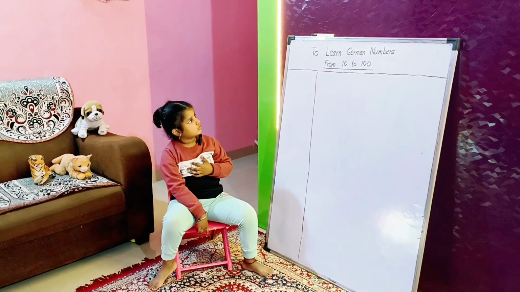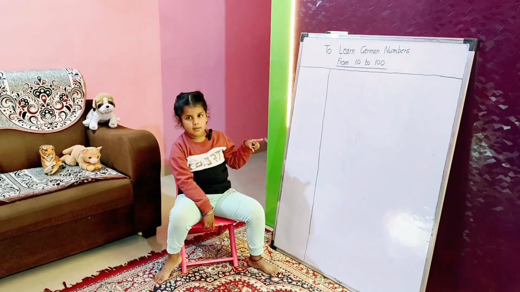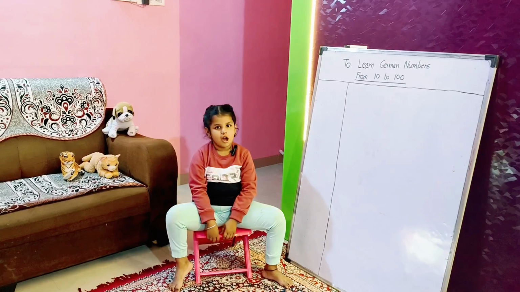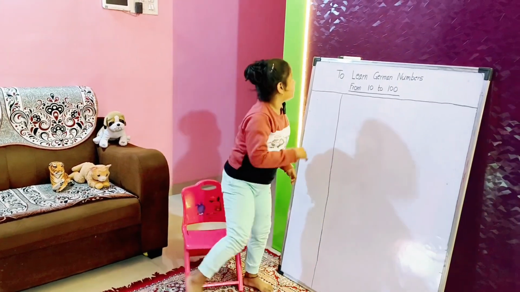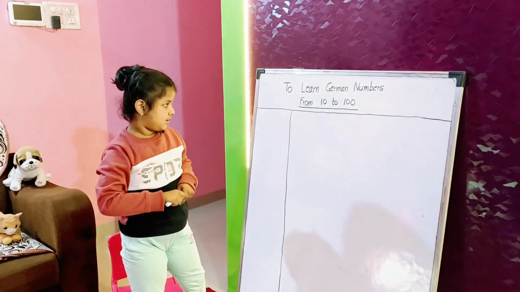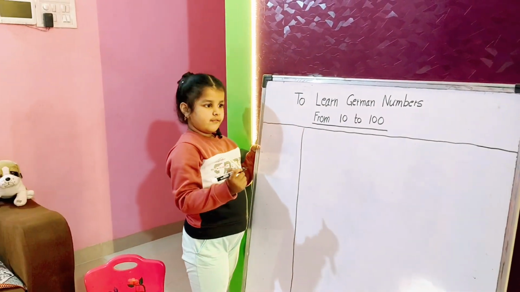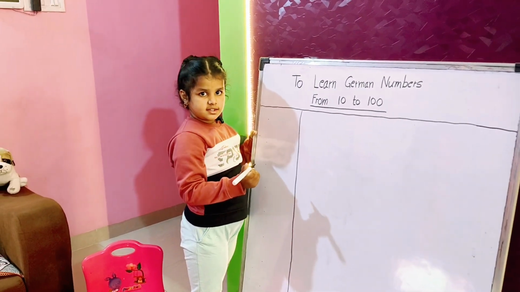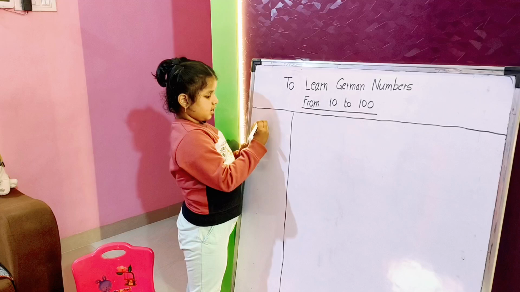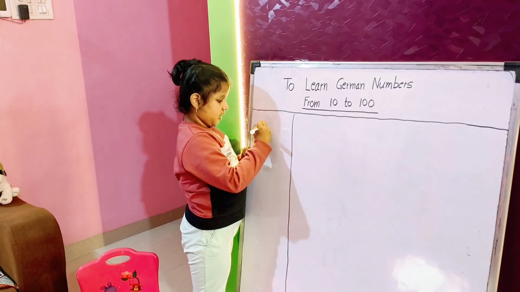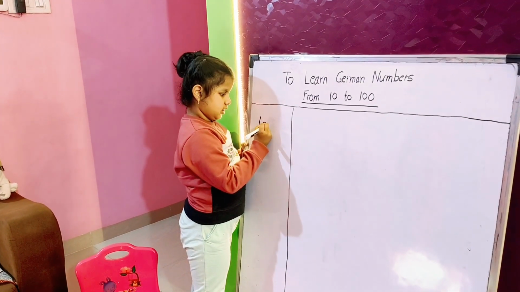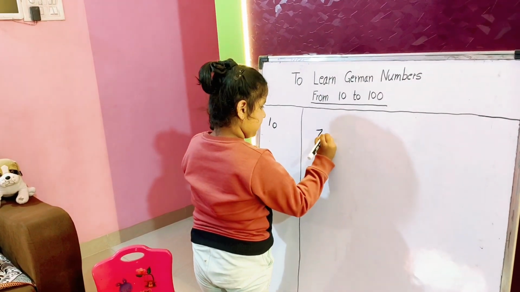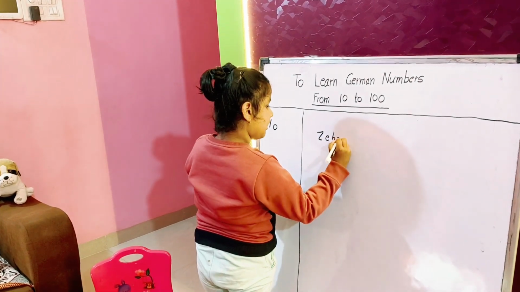Today I will teach you a lesson on German numbers from 10 to 100. Let's do it. First number, 10. Please write 10. Look. What will we say in German? Zehn.